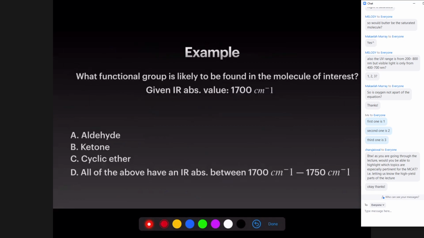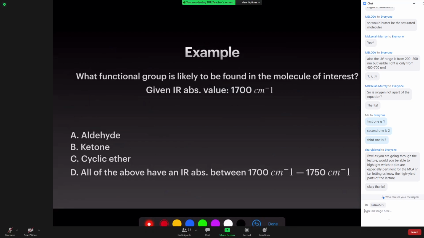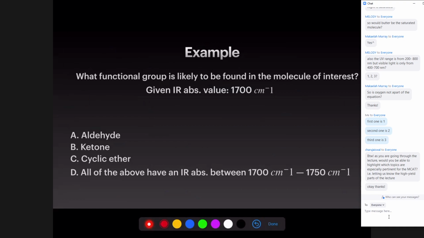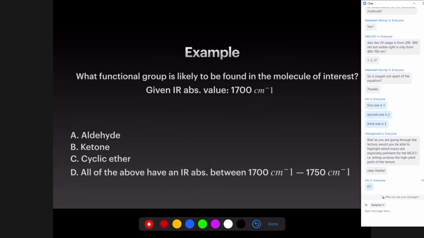Okay. Here's an example. What functional group is likely to be found in the molecule of interest, given IR absorbance value 1700? There are 4 different answer choices here: aldehyde, ketone, cyclic ether, or all of the above, which have an absorbance between 1700 and 1750. This is kind of a trick question within a question. So I will wait and see if anyone answers this one. Then we'll keep going.